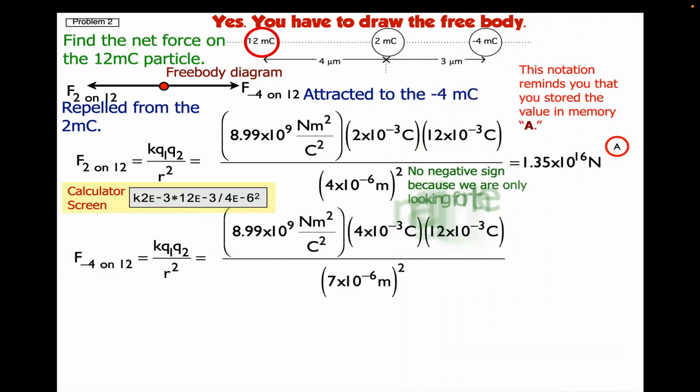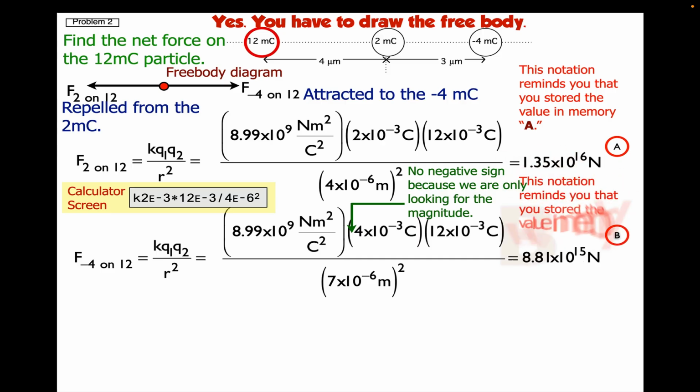Next, I'll do the next calculation. Notice that there's no negative sign because I'm finding the magnitude of the force. I don't need a plus or minus for the direction, so I'll leave the negative sign off my calculations. Then I get 8.81 times 10 to the 15 newtons, and I'm going to store that in my B location. So here's my notation again, a B with a circle around it.